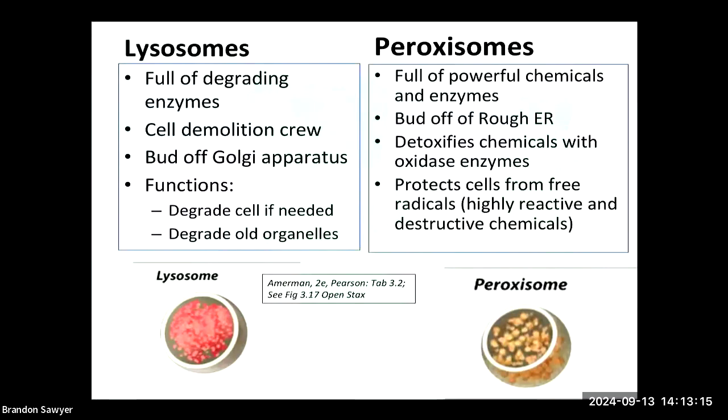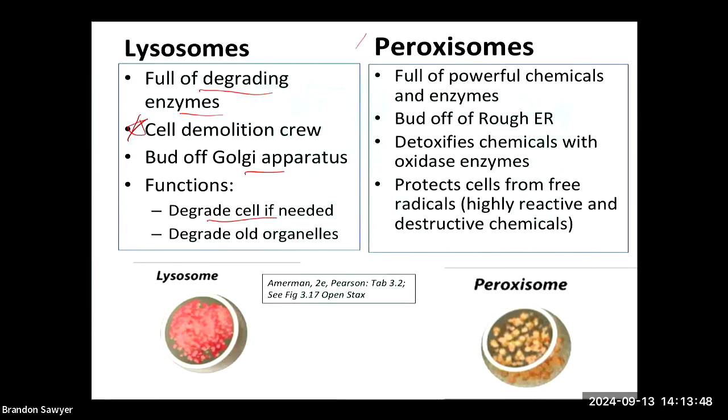Okay, and then the last two are called lysosomes and peroxisomes. They look very similar here because they're just little round circles or spheres with a double membrane. Okay, lysosomes are actually much bigger, but you can't necessarily tell that from this image. Lysosomes are full of degrading enzymes, known as a cell demolition crew. They come off the Golgi apparatus and they can destroy old organelles that aren't functioning properly. They can degrade the whole cell if needed through apoptosis.